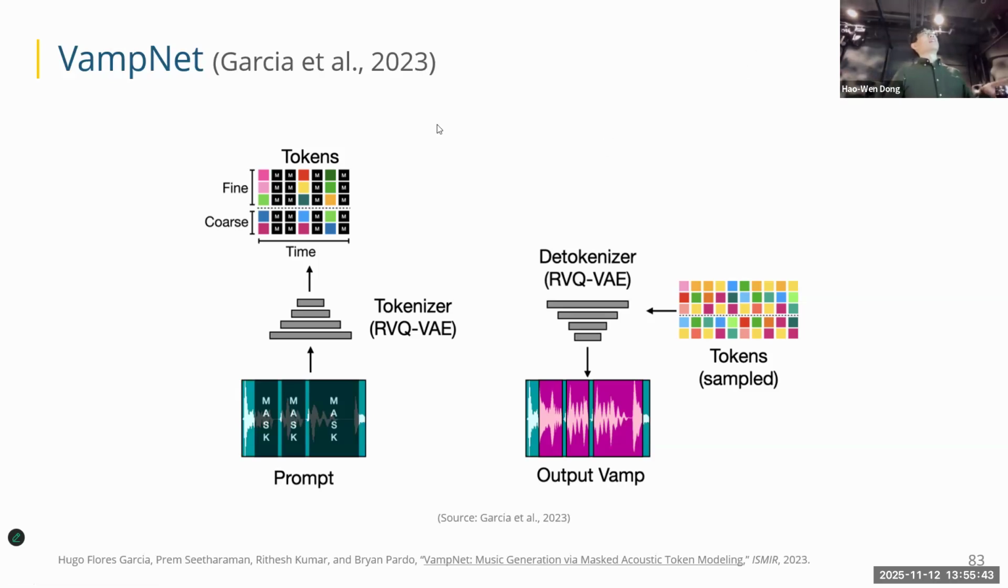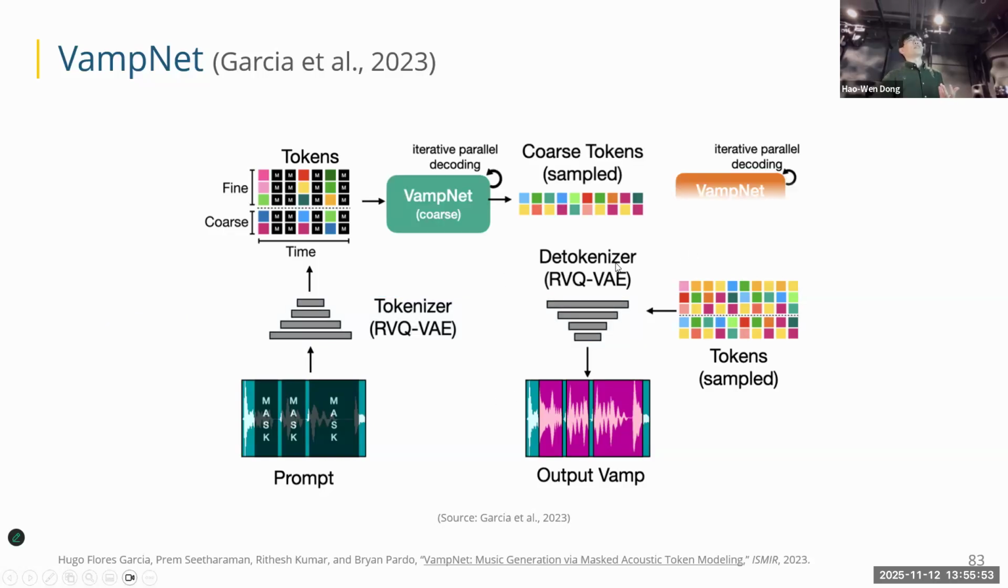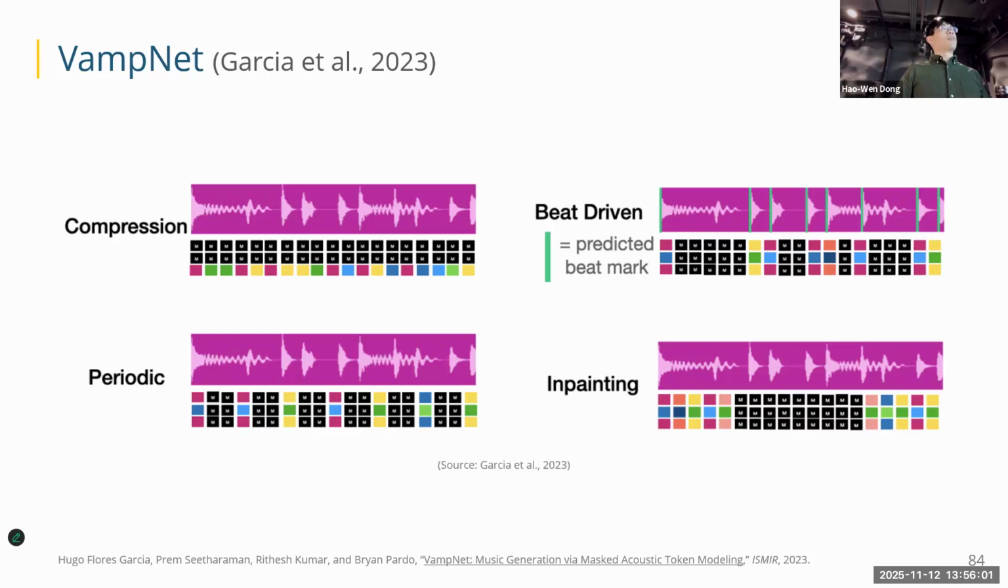Now you are doing it in this token space. So you learn to reconstruct these tokens, and these tokens correspond to the tokenizer and detokenizer, but those are basically neural codecs as we talked about. And this can enable a lot of interesting applications where you can periodically crop out stuff, beat-driven crop out. You can even do inpainting.